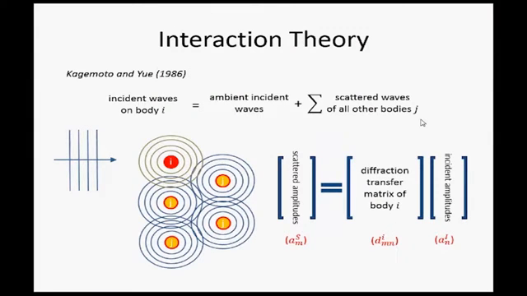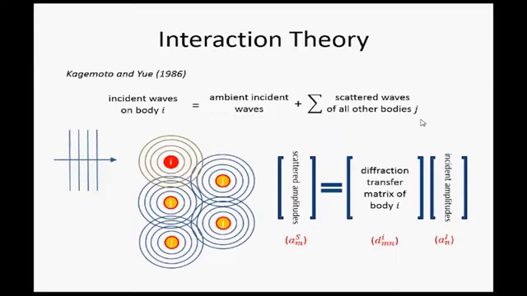So once we know how a given body radiates or scatters waves, we can use it in what's called an interaction theory to compute how multiple floating bodies interact with one another. The heart of this interaction theory is the concept that the waves that are incident upon this body I are some ambient incident waves that exist in the wave field, plus the scattered waves of all the other bodies J in the array.